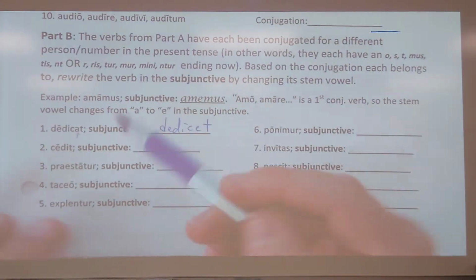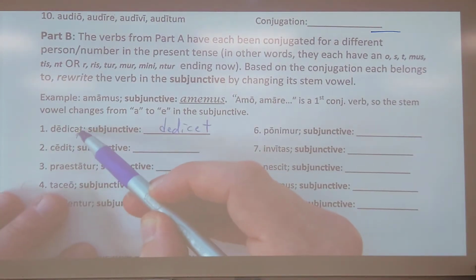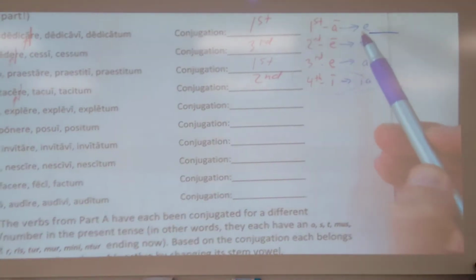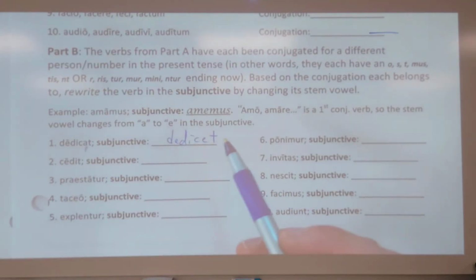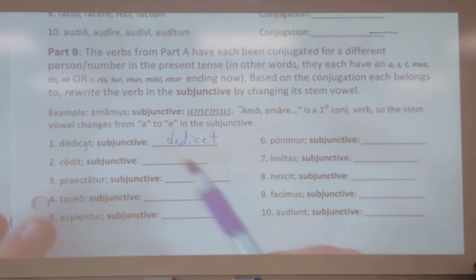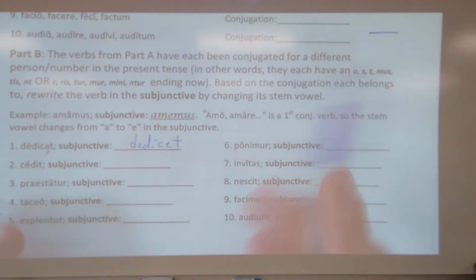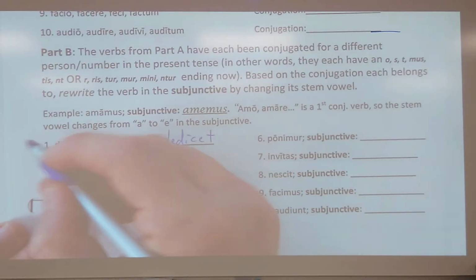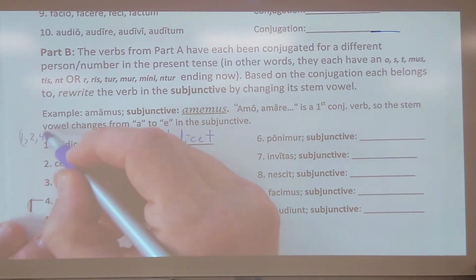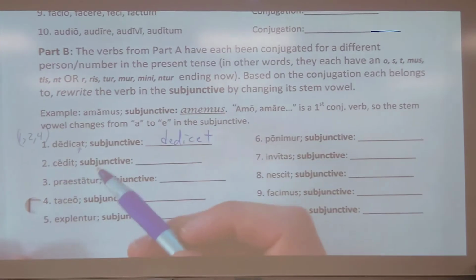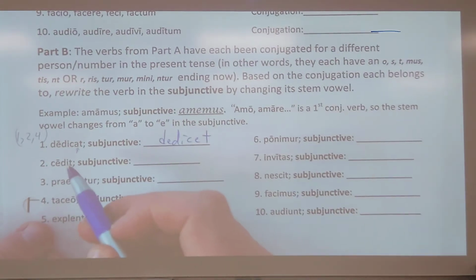How did we get there? Well, remember, our stem vowel is an A. A turns into E in the subjunctive. Okay. Now, the reason that I said that's kind of not the best shortcut is that it works for first, second, and fourth conjugations, but not third. And the reason is what we're going to see right now.